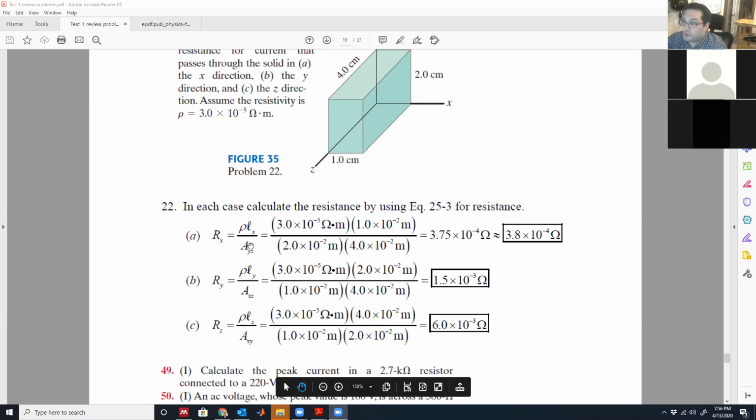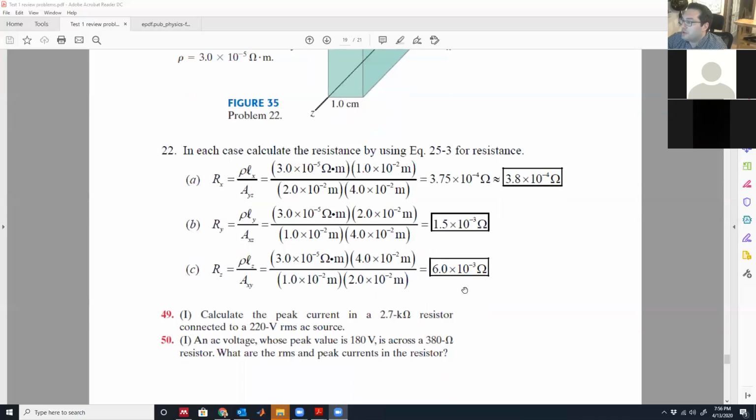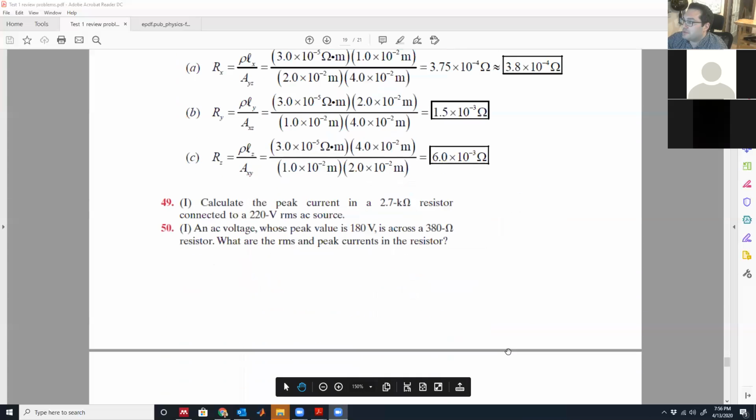And you just use the geometry of the problem, the thickness. So for the x direction, just L is equal to 1 centimeter, and the area is just multiplied by the block, right? And as we could see, this is indeed the smallest resistance, offers the smallest resistance.